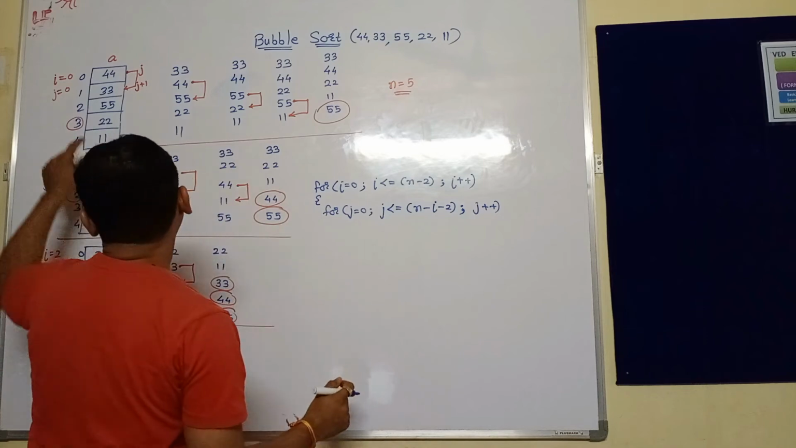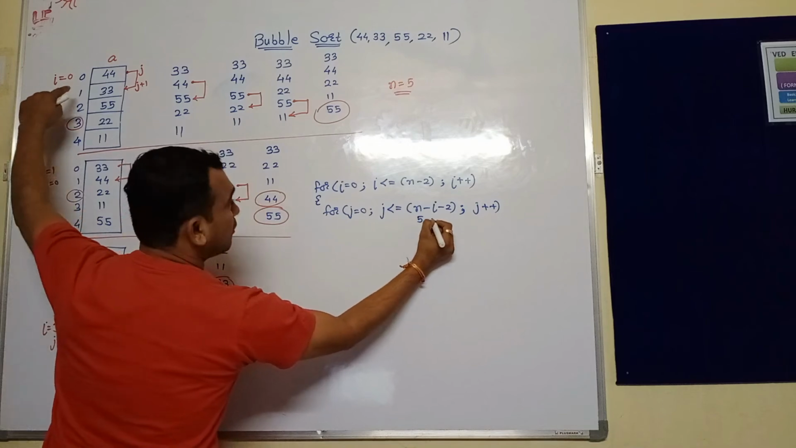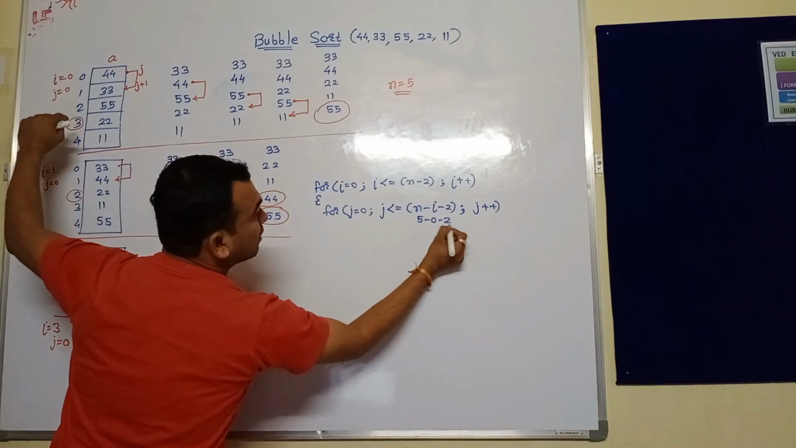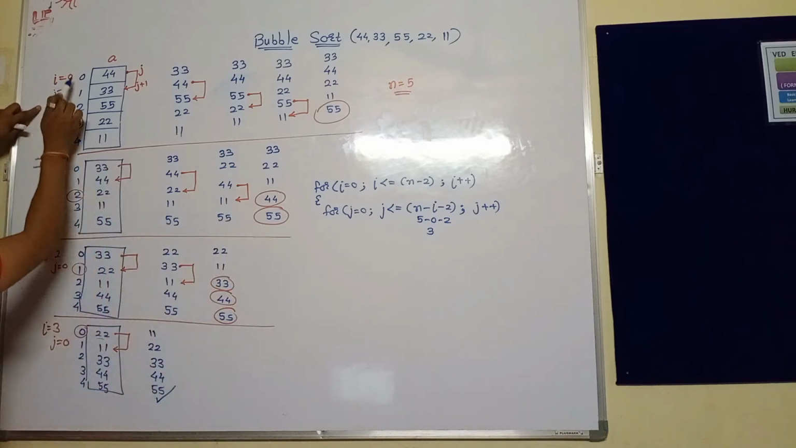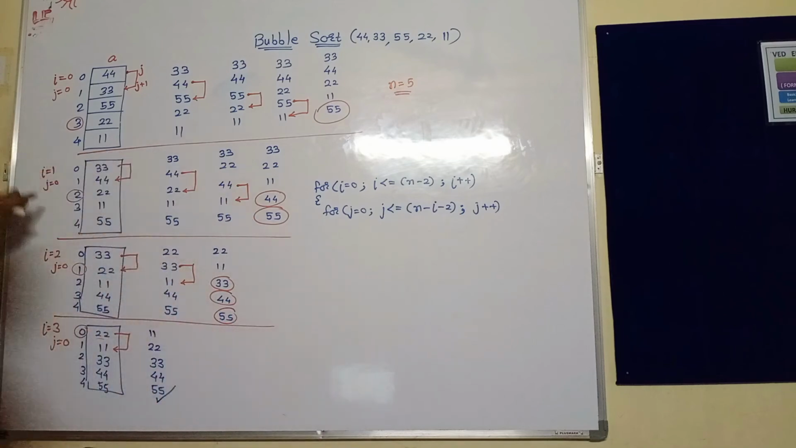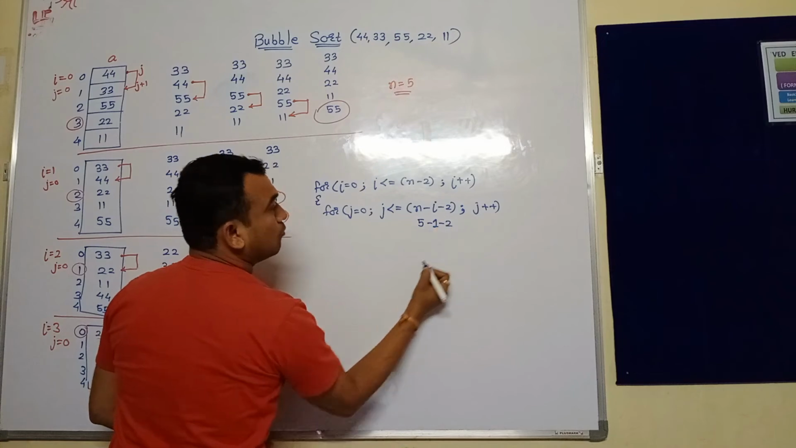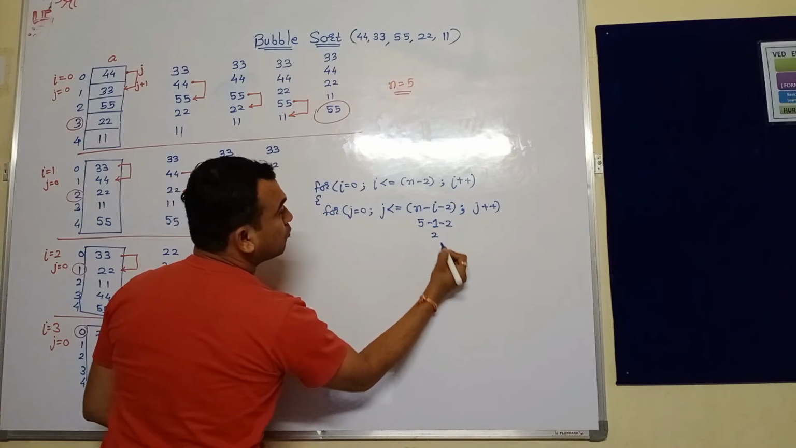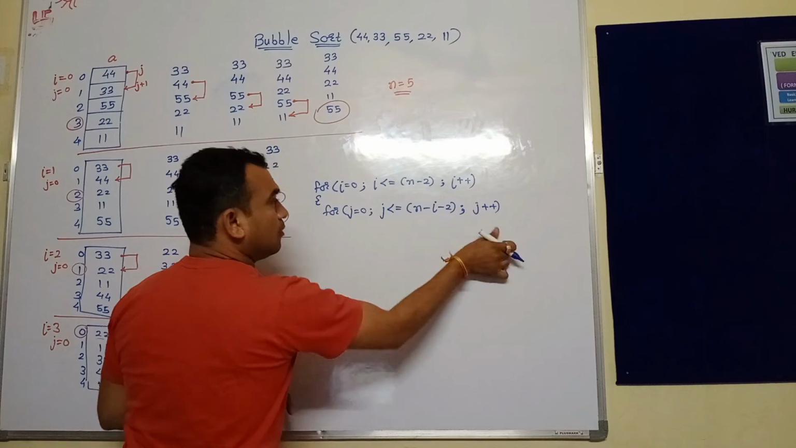Let's check this logic. n is equal to 5 and i's value is 0, so n minus i minus 2, 5 minus 2, gives me 3. So for i equal to 0, we extend our j loop from 0 to 3. That is right. Let's check the next iteration when i was 1. I put 5 here, i is 1 and 2, so 5 minus 3 gives me 2. For i equal to 1, we extend our j loop from index 0 to index 2. That is right, so this loop is right.